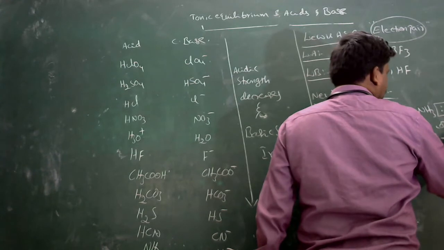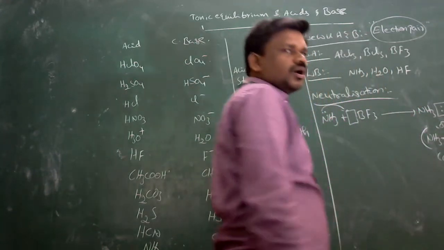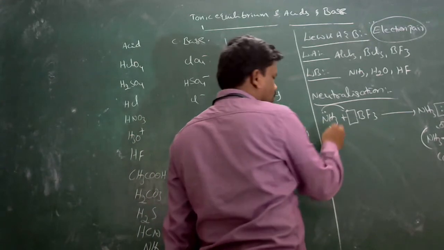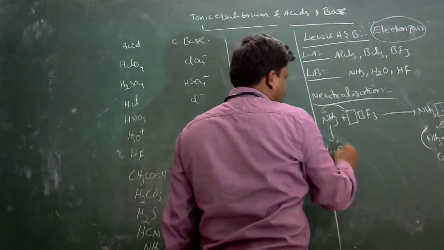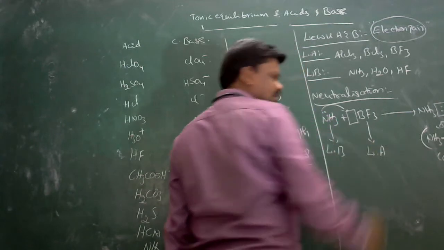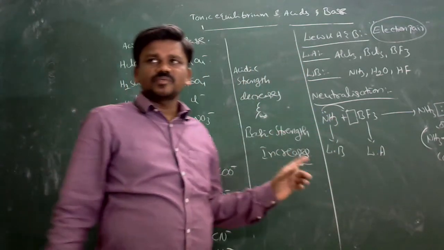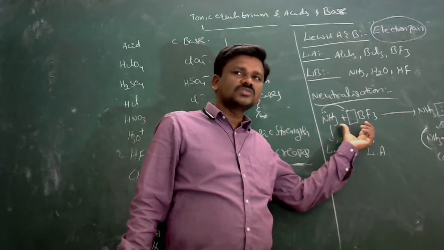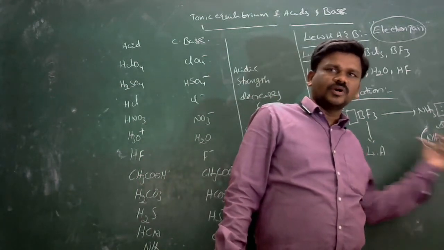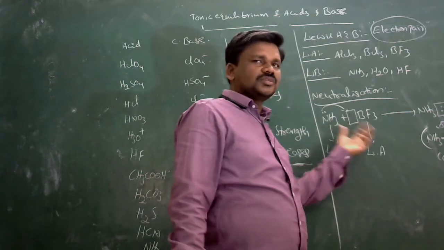Then the arrow mark indicates a coordinate covalent bond. Here the electron pair donor is the Lewis base. Here the electron pair acceptor is the Lewis acid. The transfer of an electron pair between two substances to form a coordinate covalent bond gives the neutralization process.